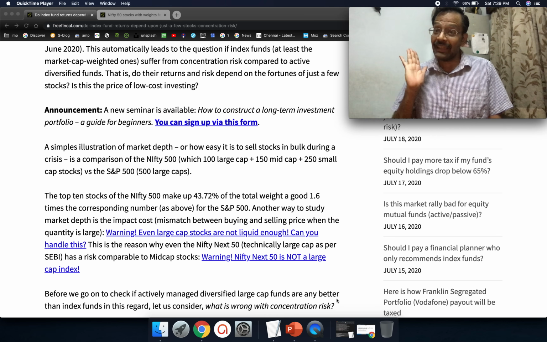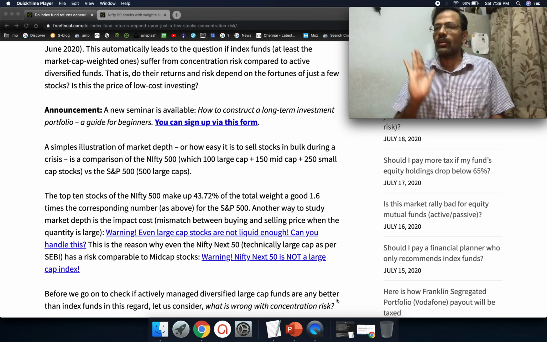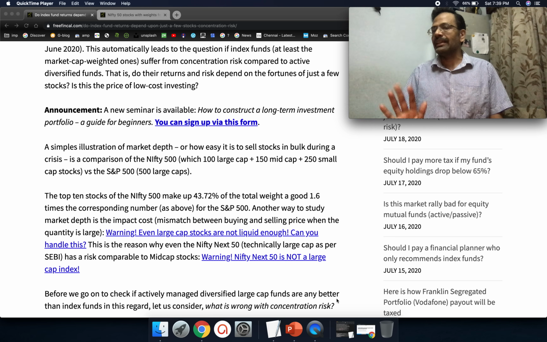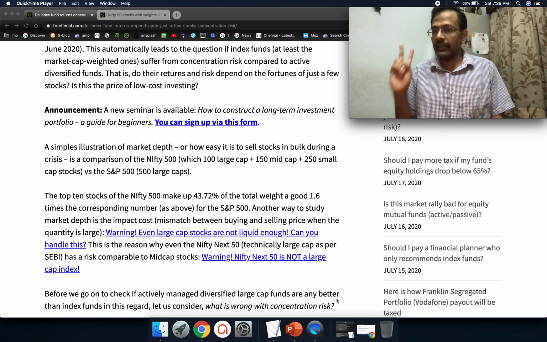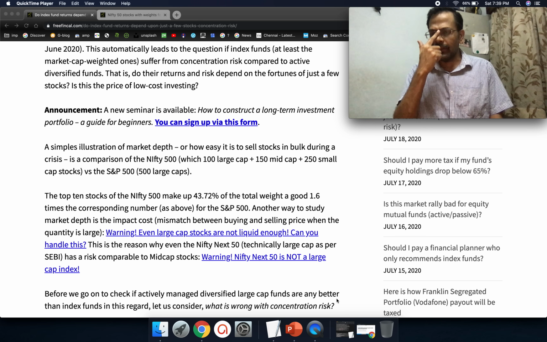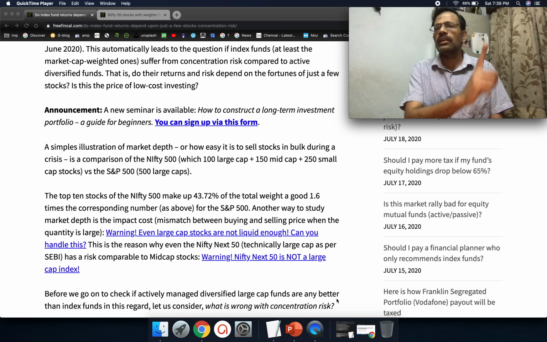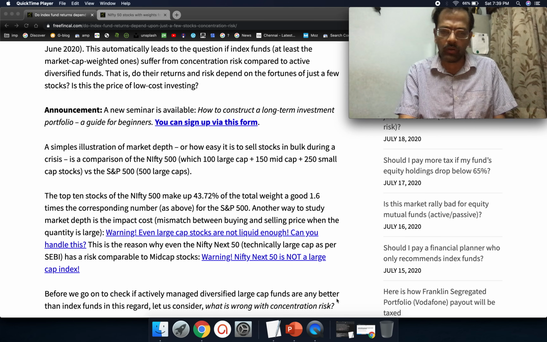So please do not invest in the Nifty 100 or Nifty 50 equal weight indices. There are two indices for the Nifty 100 and at least one for the Nifty 50 from DSP, if I'm not wrong. I'm not saying to invest there. Don't invest in it. That's heavy risk.